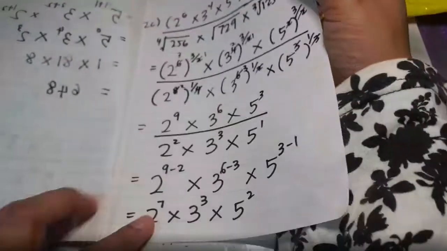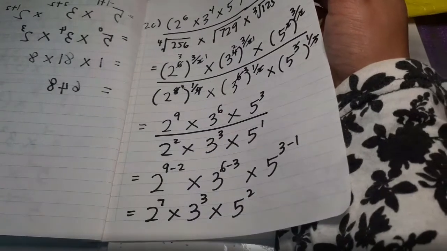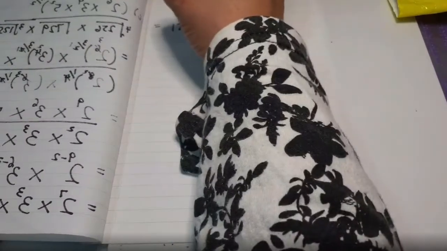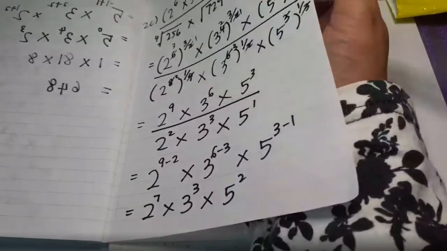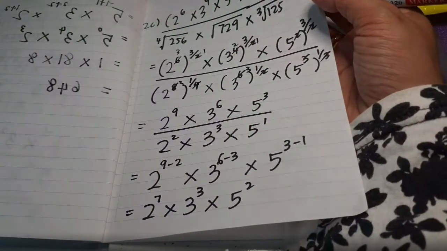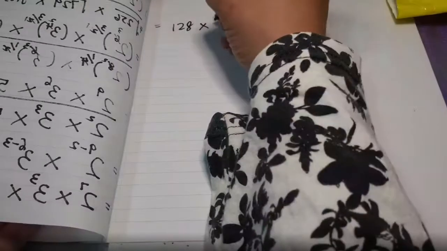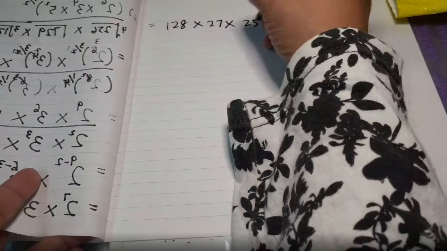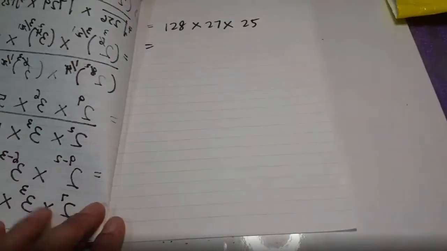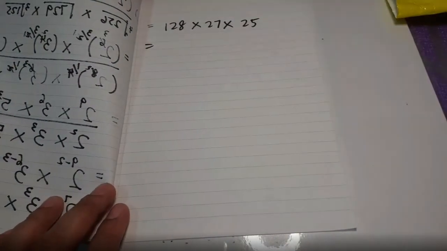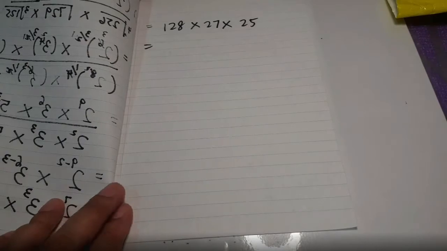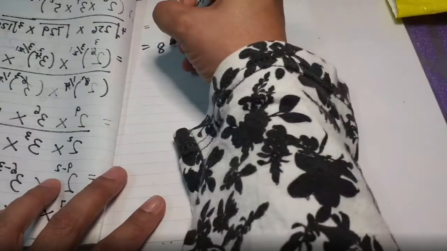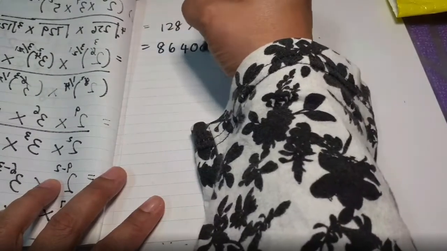Okay, 2 power of 7. What is the value of 2 power of 7? 128. Multiply 3 power of 3, 27. Multiply 5 power of 2, 25. So final answer, 128 times 27 times 25. Final answer is 86400.